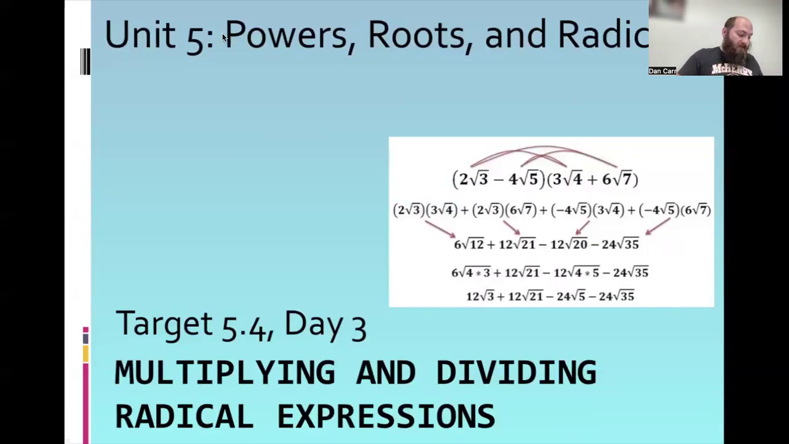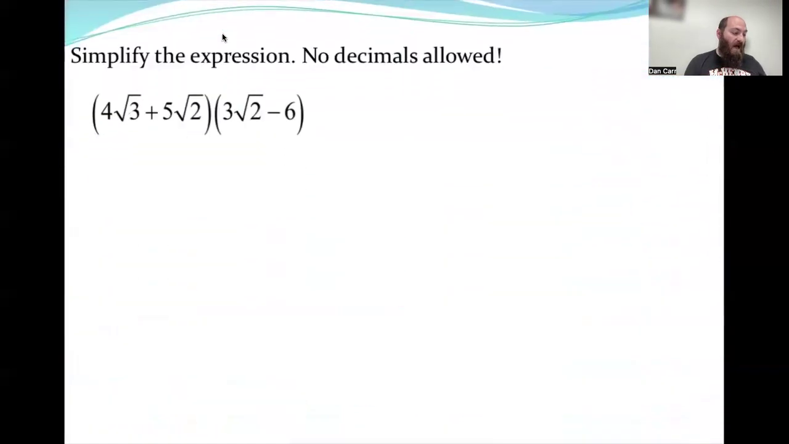Today we're going to be looking at 5.4 day 3. Okay, we're multiplying and dividing our radical expressions. So what we're going to be doing here is applying our radical properties along with a problem that looks like this. Looks very similar to some other binomials that you multiplied before, and that's because we're going to do the same thing. We are going to distribute here.